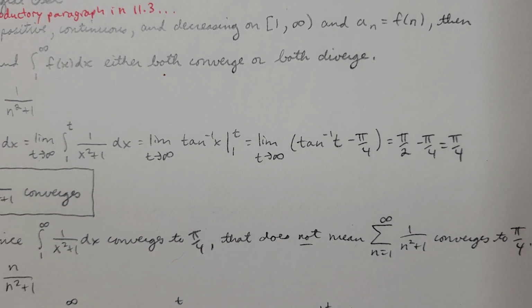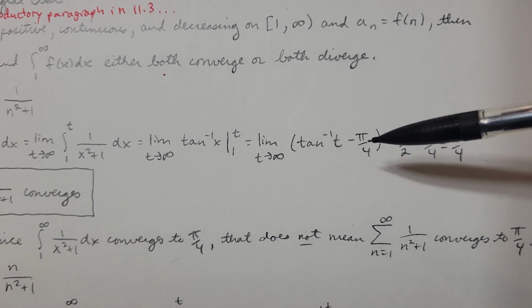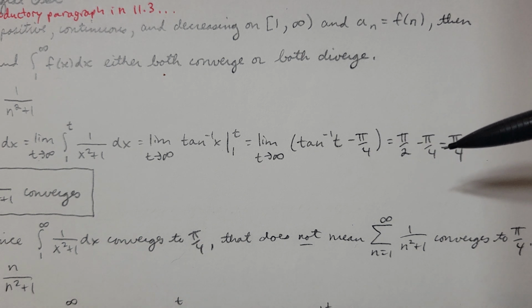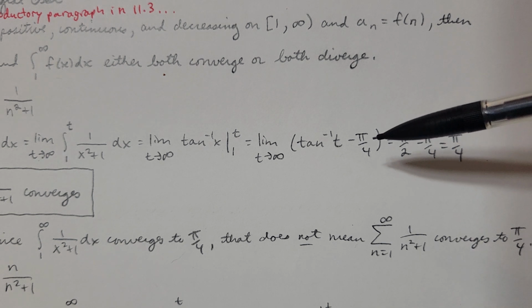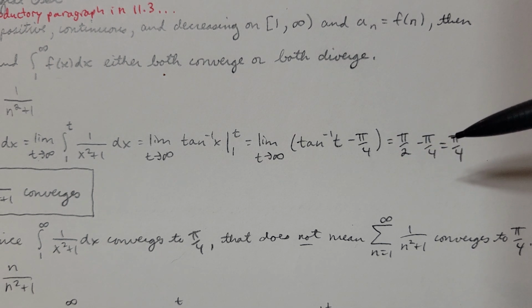Tangent of what angle gives me 1, in other words? Well, it's going to be tangent of pi over 4, right? Because the opposite and the adjacent sides are both 1. So pi over 4. I'm subtracting pi over 4 there.